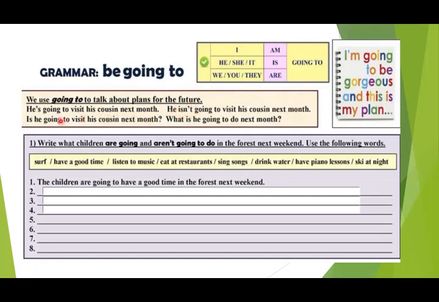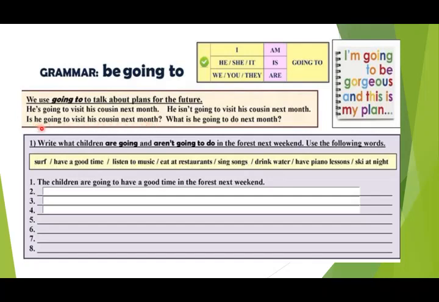Isn't. But in question form, you start with the verb to be. Pero en la forma de pregunta, empezamos con el verbo to be. And then is the pronoun, right? Después es el pronombre. And then going to, and then visit, that is the main verb in the base form. Luego viene el verbo principal en su forma de origen. His cousin next month is the complement, right?